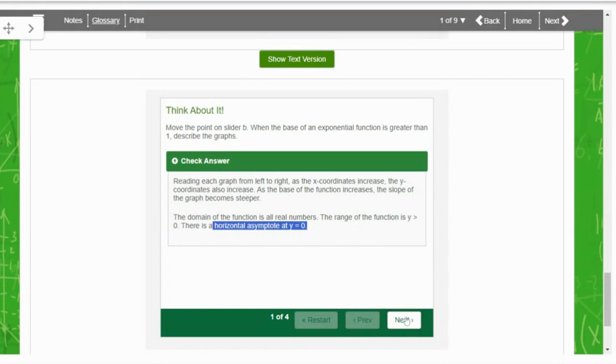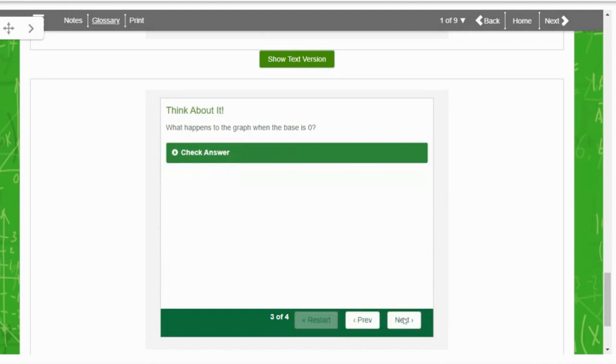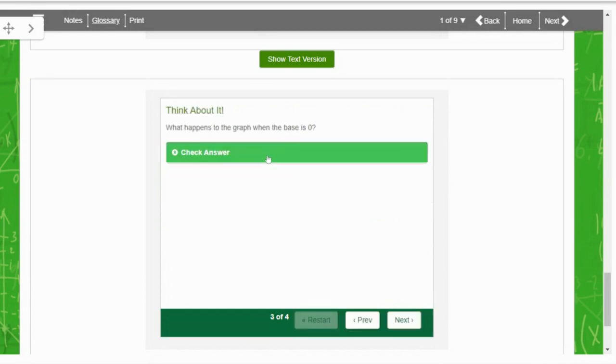So it's got more questions there. Basically the same thing we just looked at. Greater than 1, once you go through those. We did that. What about when the base is 1? It's a linear equation then. It's just f of x equals 1. If it's 0, we talked about that as well.